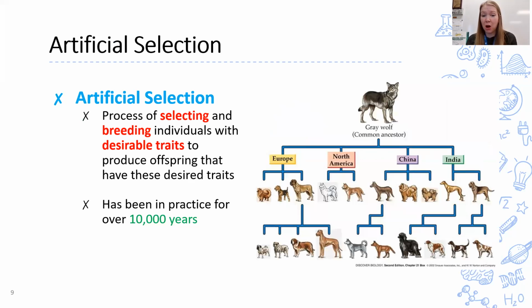Same thing goes for dogs. The different dogs that we have today, they all have a common ancestor of the gray wolf. And in different parts of the world, dogs were bred to have certain desired characteristics.